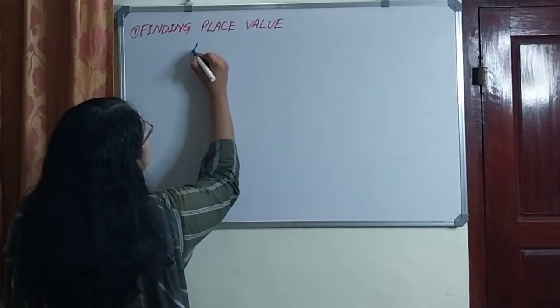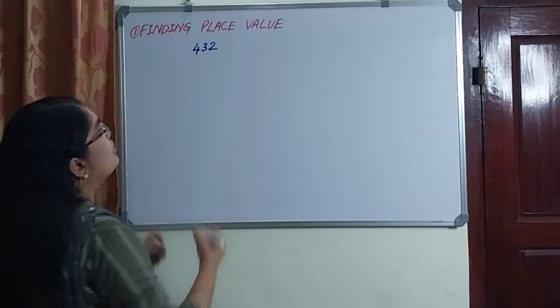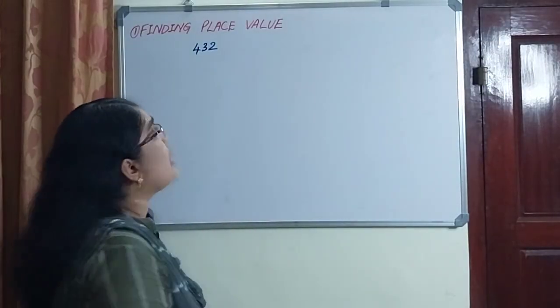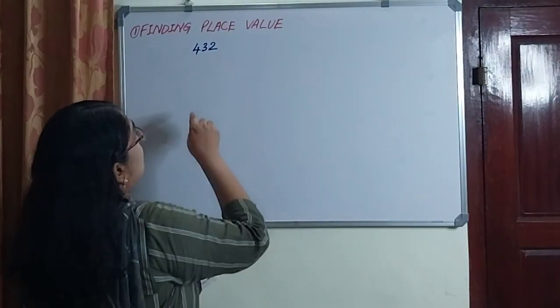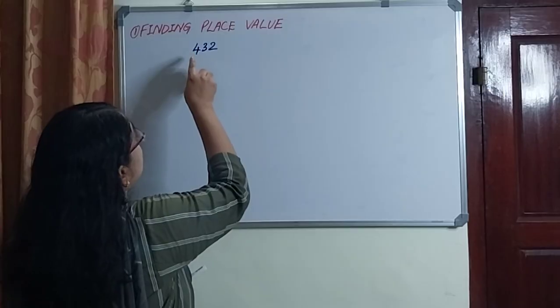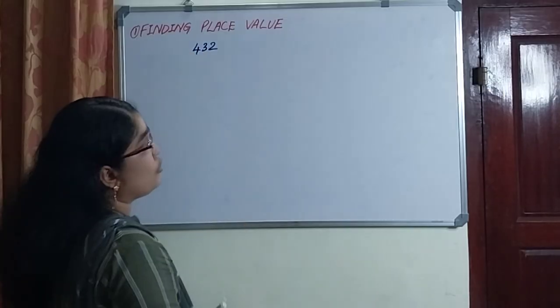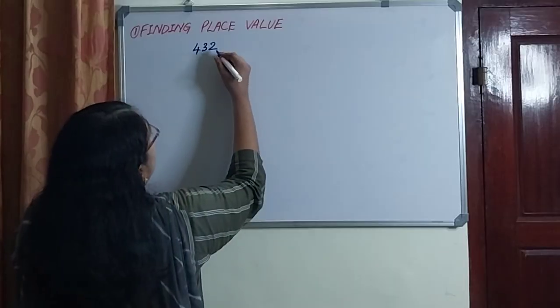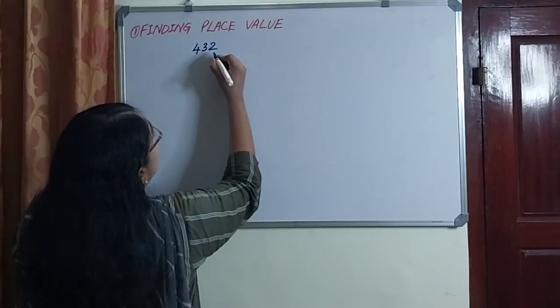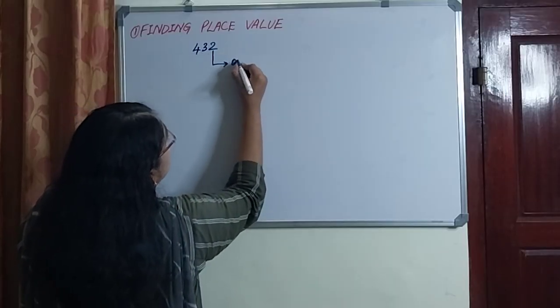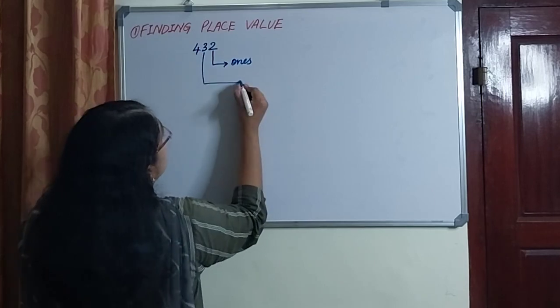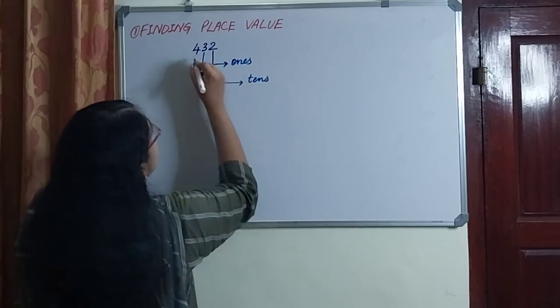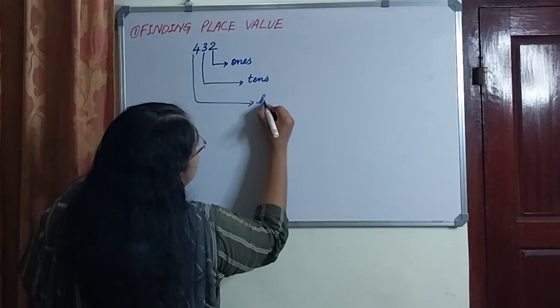Consider the number 432. We have to find the place value of each digit of this number. We have to find the place value of 4, the place value of 3, the place value of 2. Let's see how to find it. First of all, this is a 3-digit number, so we have to write this is ones, this is tens, this is hundreds.